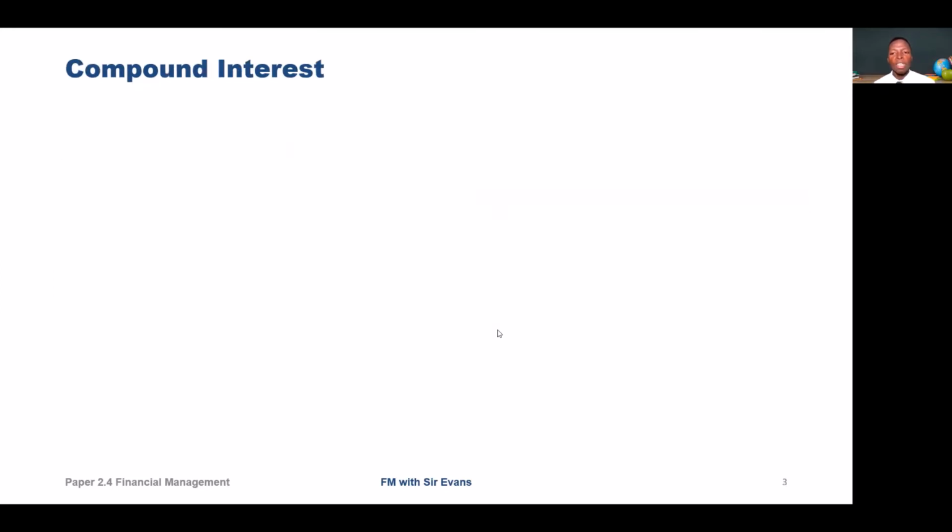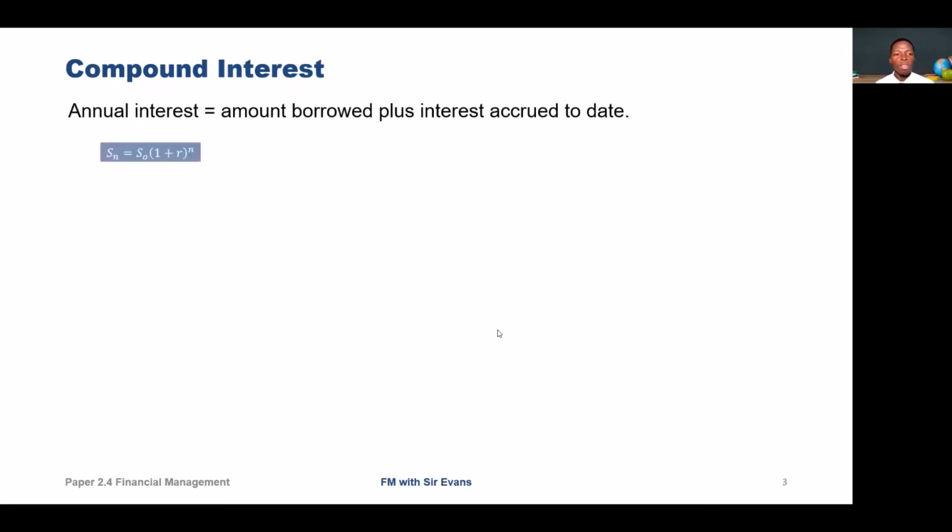Okay, so compound interest. Unlike simple interest, compound interest is where the annual interest is based on the amount borrowed plus the interest accrued to date. So the interest accrued to date increases the amount in the account, and then interest is charged on that new amount. With this one, Sn = S0(1 + R)^n, where Sn stands for the final cash flow at the end of the loan, S0 is the initial investment, R is the period interest rate, and N is the number of periods. So we can say (1 + R)^n is the compounding factor.